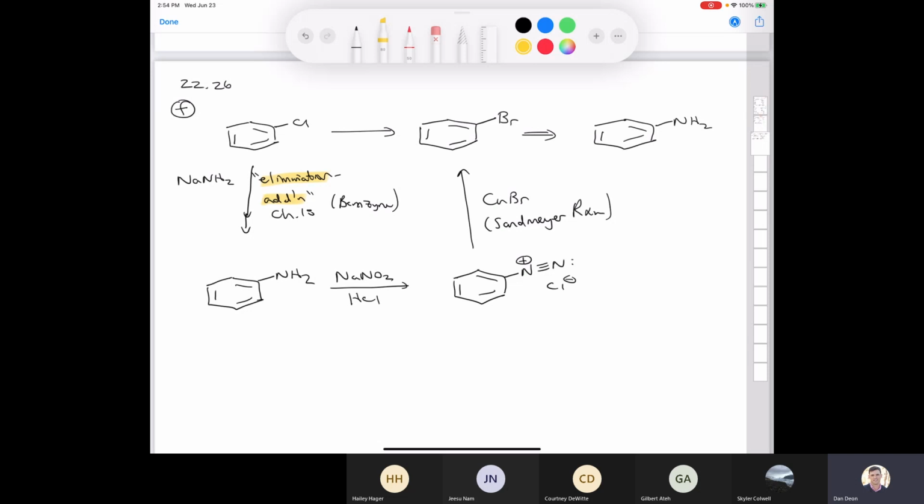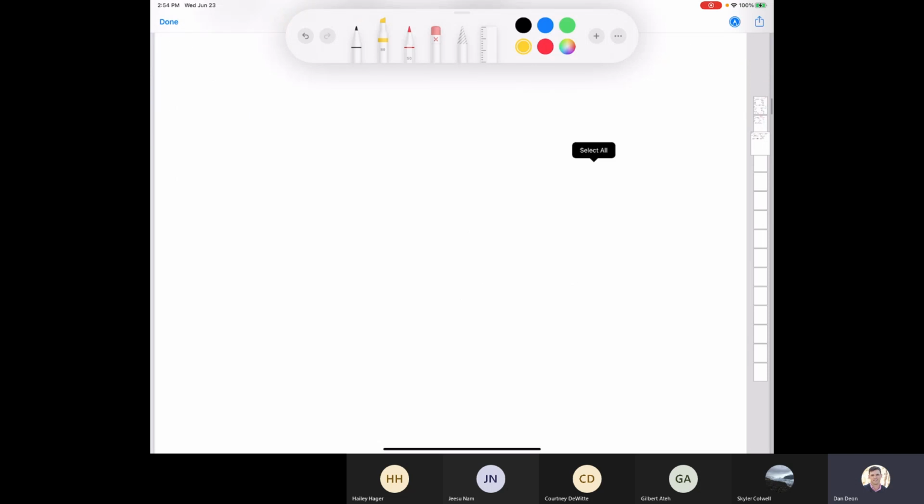Let's try 22.54. So let me find it here in my textbook. 22.54a is another one I wanted to take a peek at. And 22.54b, these are just more questions where you're asked to propose a synthesis. So 22.54, start with A. So we're starting with benzene. Gotta love a synthesis where you just start with benzene, such a cheap molecule. And then you end up with this.